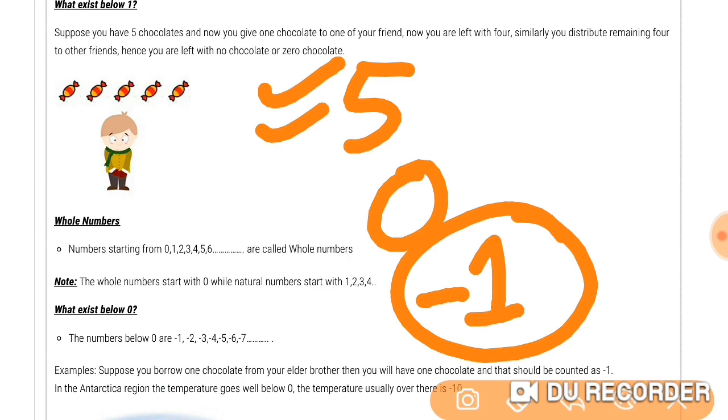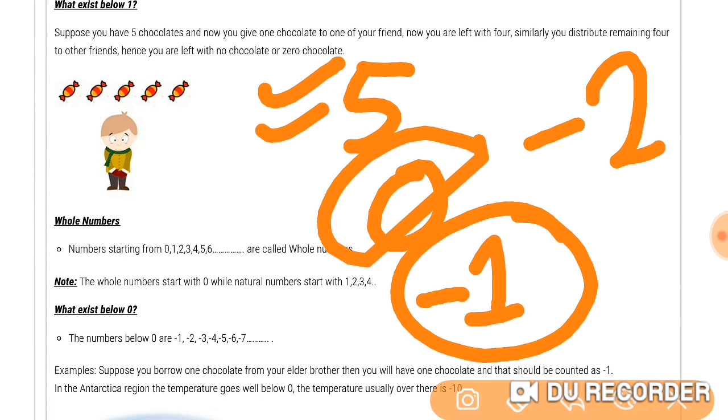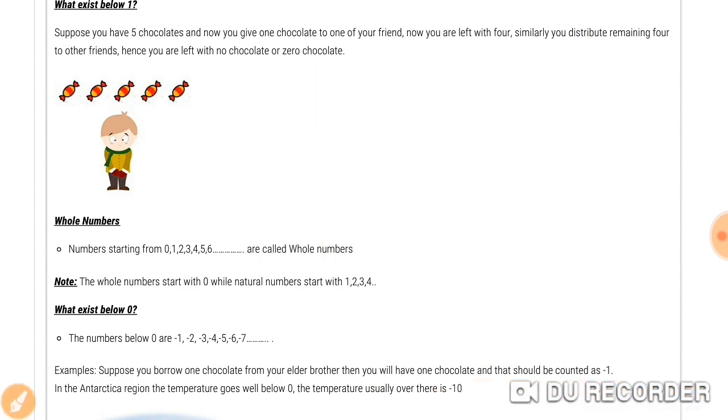Or you want to give another two chocolates but you have only 0. That meaning is -2. This is the meaning of negative numbers. Now it is clear. If you have any doubt, you can call me personally. You can ask the questions.